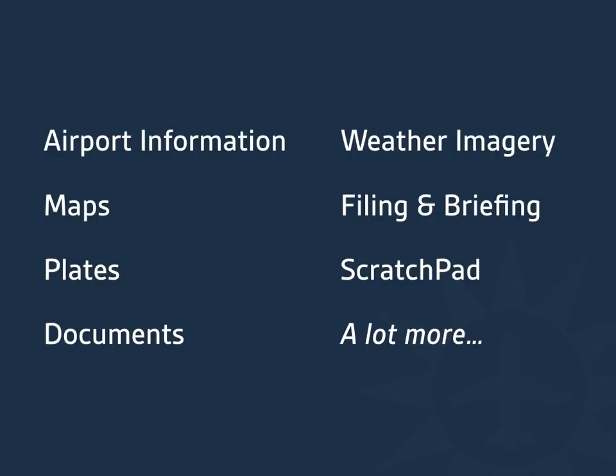So that includes airport information for every airport, maps, charts, plates and procedures, documents, weather imagery, everything you'd expect to find on aviationweather.gov, plus more is built into ForeFlight. The ability to file and get briefings for VFR and IFR flight plans. You can file a flight right from the application. It's really neat.